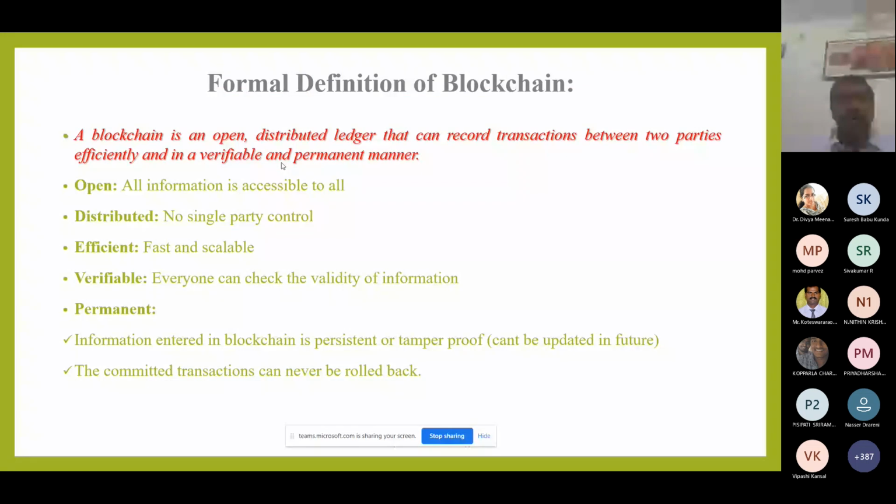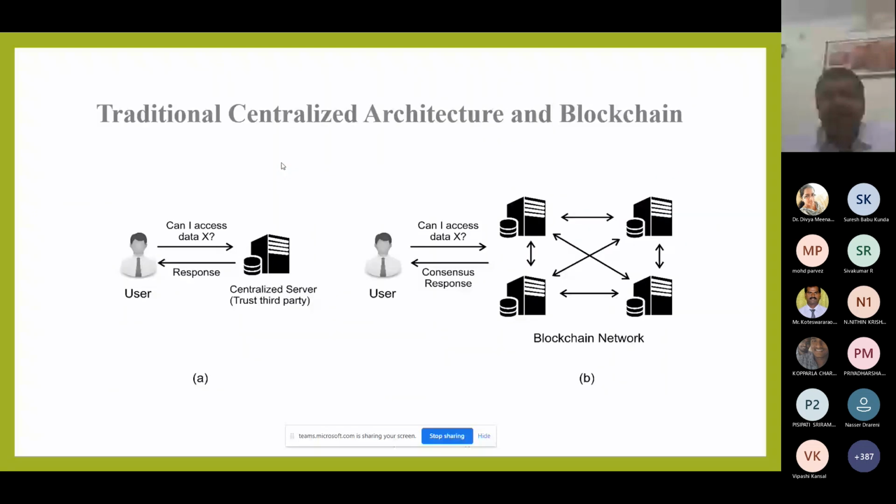We arrived that a blockchain is an open distributed ledger that can record transactions between two parties efficiently and in a verifiable and permanent manner. So these are some of the terms related to the formal definition of blockchain. How is it different from a traditional centralized architecture?